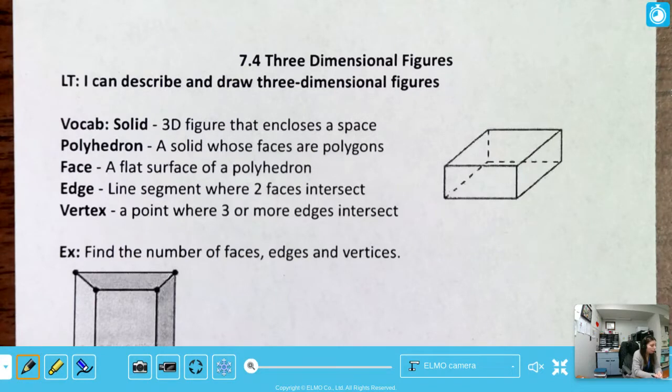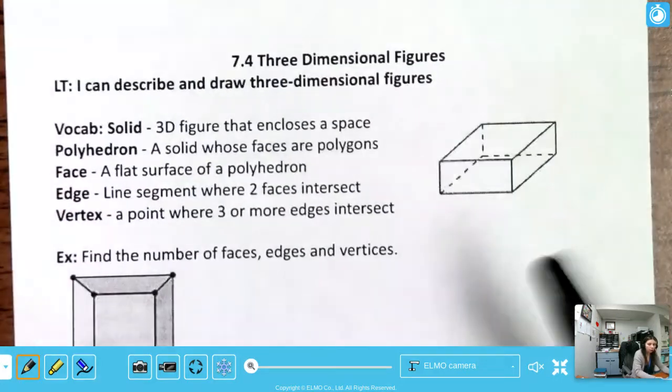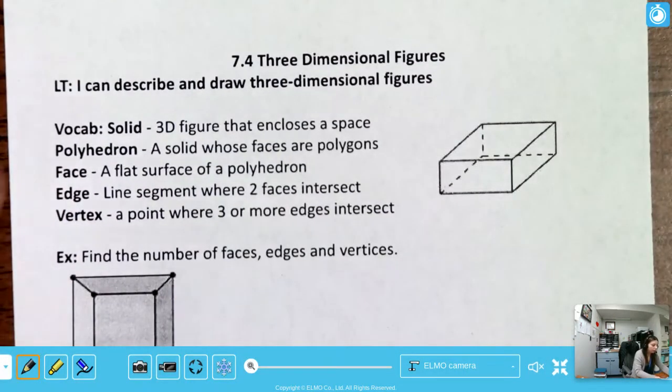A polyhedron is a solid whose faces are polygons. That means our solid is only made up of multi-sided figures like squares, rectangles, triangles, trapezoids. We are not going to have anything that has circles in it or on it, so no cylinders, cones, or spheres. The three terms that we're going to talk about in relationship to these polyhedrons, these solids, are face, edge, and vertex. So let's start with face.